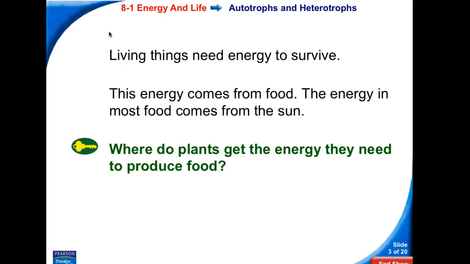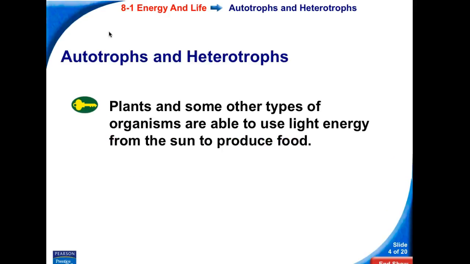So where do plants get the energy they need to produce food? That is going to be the focus of this chapter and part of this section. In order to answer that question fully, we need to identify what is an autotroph and what are heterotrophs. So let's revisit this concept that we learned in chapter 1. The key concept here is plants and some other types of organisms are able to use light energy from the sun to produce food.